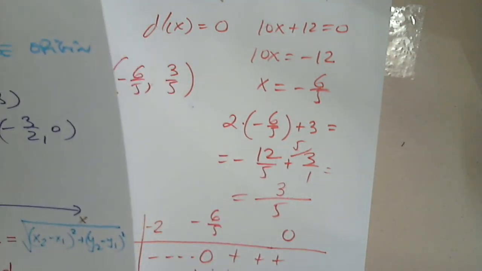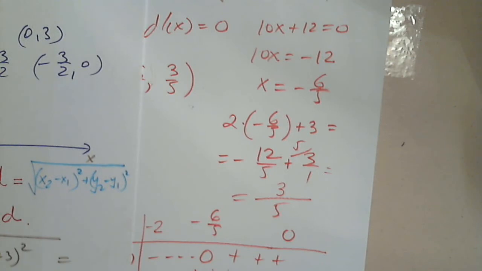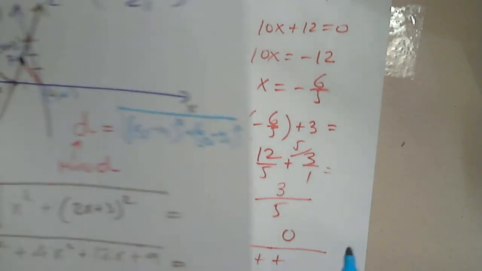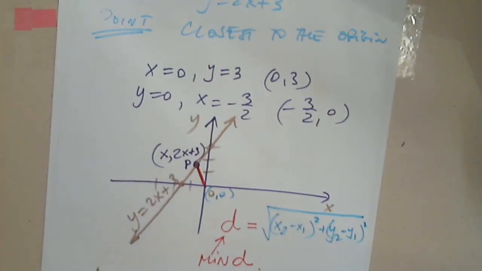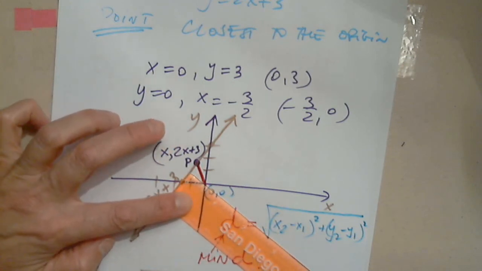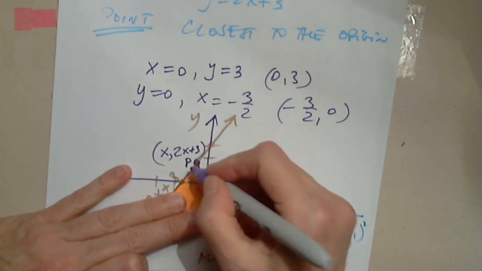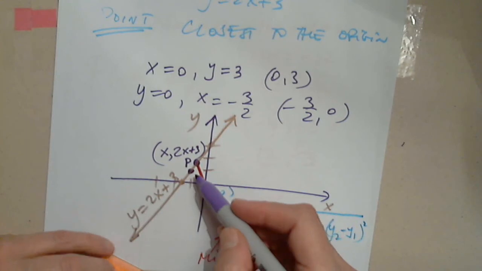So the point that is closest to the origin is -6/5. It's hard for me to plot, but I don't need to plot. I know where it is. So I know the point is right here. It's not exact, of course.